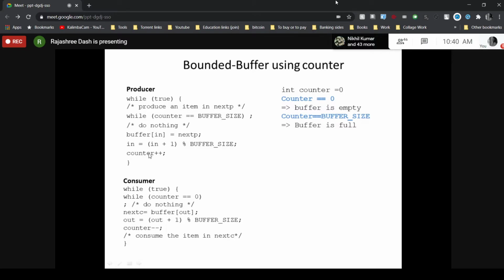Buffer in equal to next P. Buffer is a shared data. So the producer is updating the shared variable, the shared buffer. So that also comes under your critical section. Counter plus plus. Counter is a shared data. So that is also a critical section.